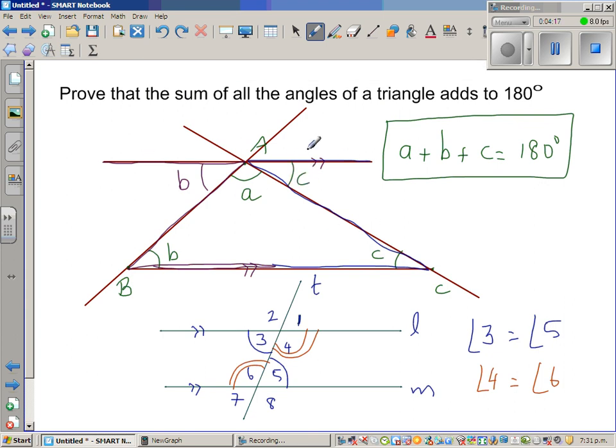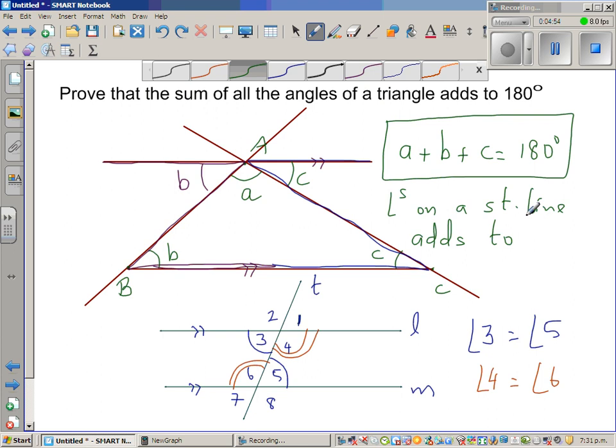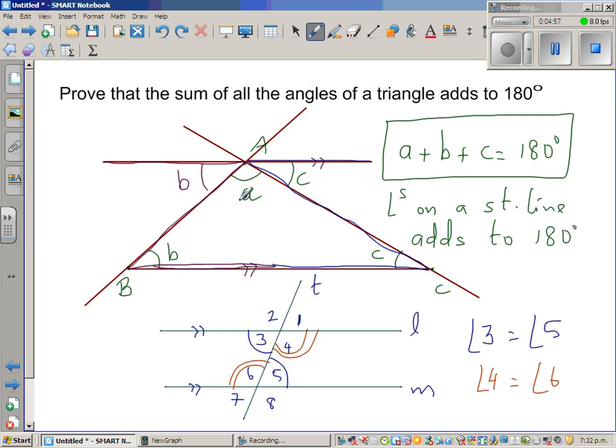Now, angles on a straight line add to how much? Let me write a rule. A full turn makes 360 degrees, so this is a half turn. Angles on a straight line add to 360, oh sorry, not 360, sorry, 180. My brain was malfunctioning. Because angles at a point add to 360, angles on a straight line add to 180. So can you see a, b, c are angles on a straight line?